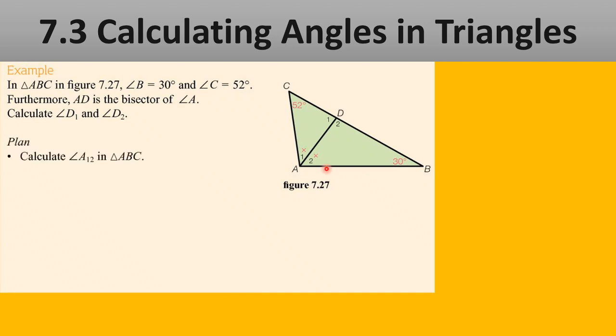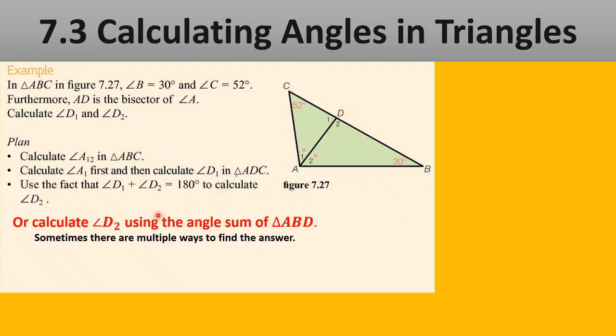Yeah, they calculate angle A in triangle ABC using the angle sum method. And then they say calculate angle A1 first because of the bisector, and then calculate angle D1 in triangle ACD. If I know angle A1, I can use the angle sum method here as well. And then I can calculate angle D2 either by doing the angle sum method in triangle ABD, or you could use your knowledge of straight angles to calculate it if I know D1. Let's see what the book does. They use the straight angle method, okay?